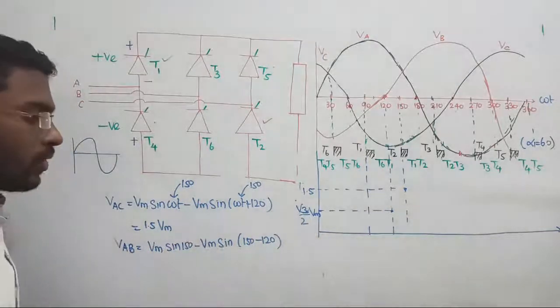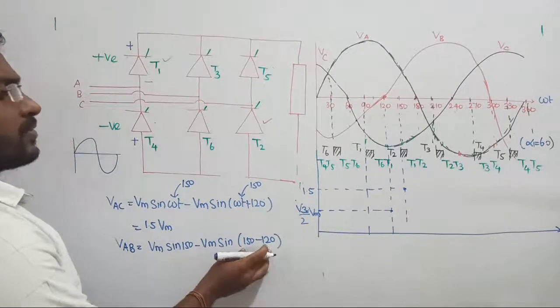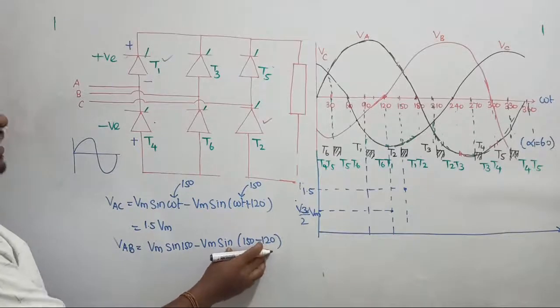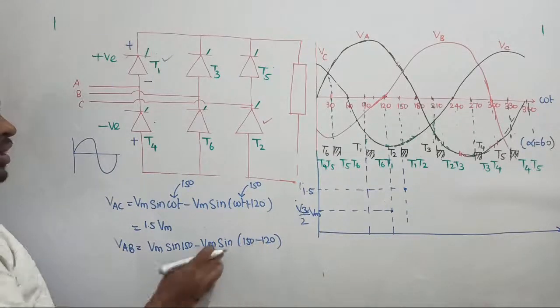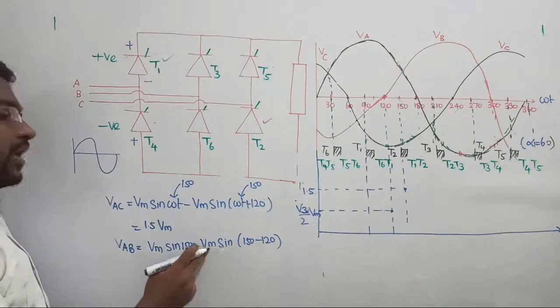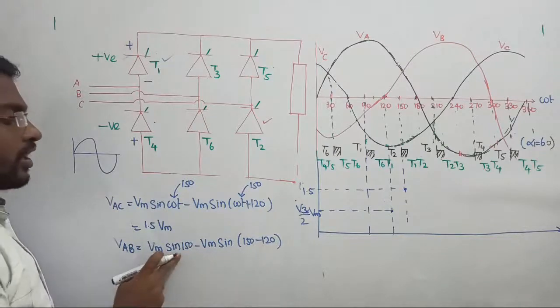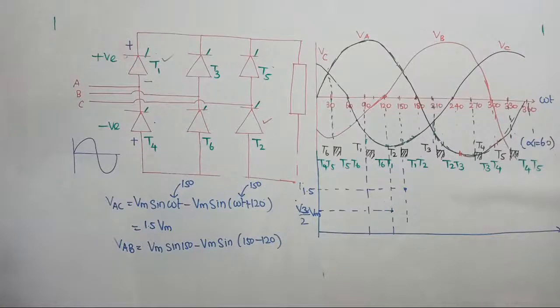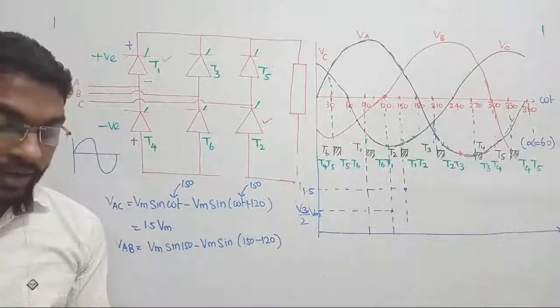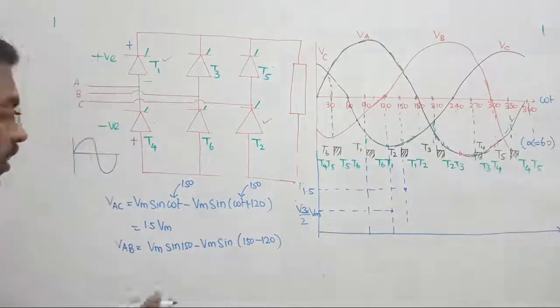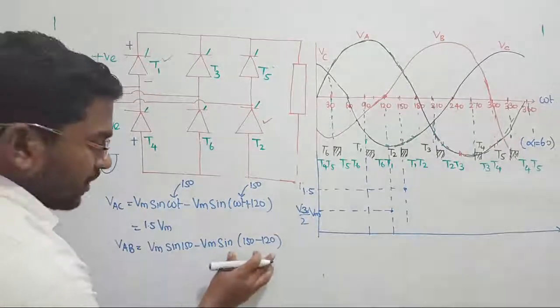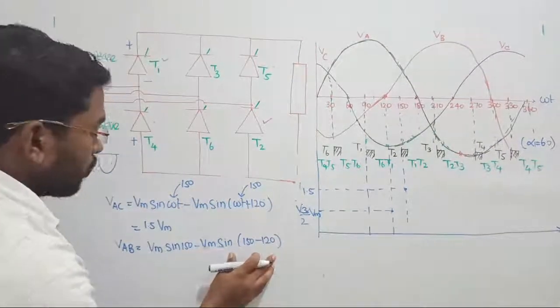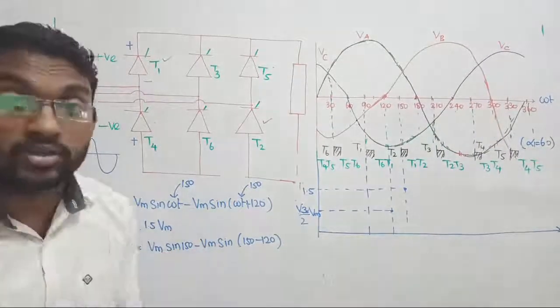Now what will come? It becomes plus 30, sin 30, and sin 30 is 1 by 2. So Vm by 2, right? What about here? Sin 150 is also 1 by 2, yes. Let us check, it is 1 by 2 only. So this is Vm by 2, we all know, right? So 1 by 2 minus 1 by 2 will become 0, right?